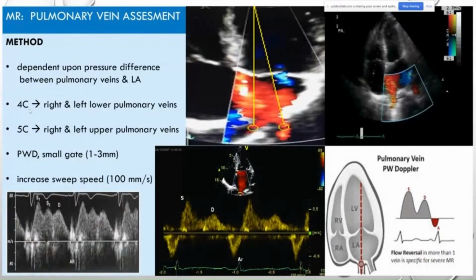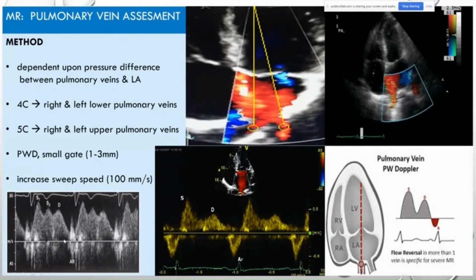The reason why we check your pulmonary veins is that it's dependent upon the pressure difference between the pulmonary veins and the left atrium. Remember, when you have mitral regurgitation, that's going to increase the pressure in the left atrium. So when you bring the pulse wave Doppler down here, I know this is a circle and it normally looks like a continuous wave Doppler, but it's pulse wave that you're doing here, not continuous wave. So when you put the pulse wave Doppler in either one of these, like they've done right here in this picture, this is what it's going to look like.